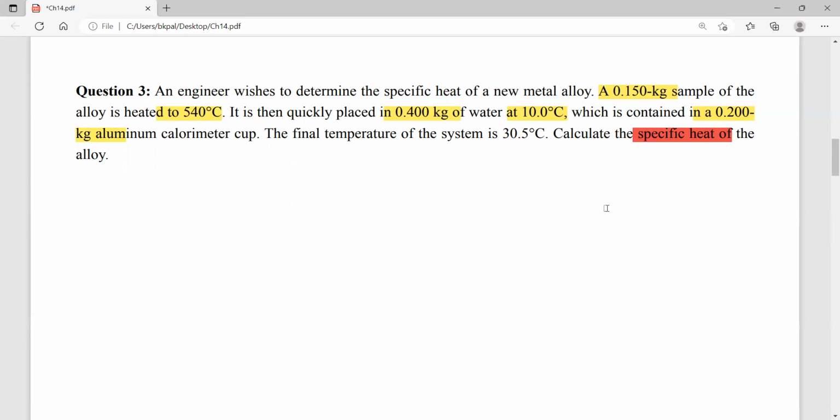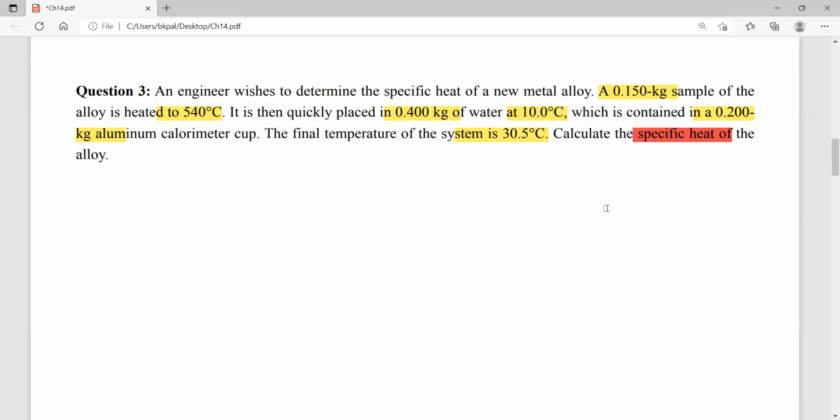Okay, so that means the aluminum cup's initial temperature is also 10 degrees Celsius. And the final temperature of all the materials, I mean the sample, water, and the aluminum cup, is 30.5 degrees Celsius. So, what is the specific heat capacity of that sample?